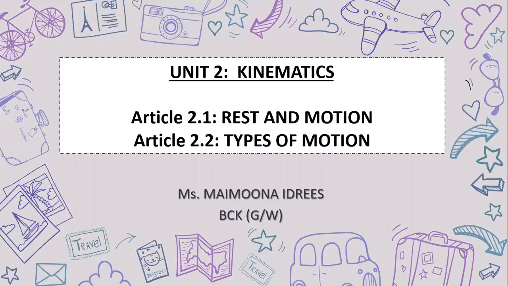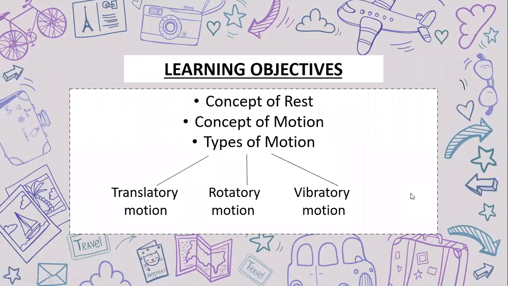But before that, we must be able to describe the state of motion and rest precisely. In physics, rest and motion are two different states of a body. In today's lecture, we will learn about the two states and try to find out the difference between them. We will discuss the types of motion by using examples.